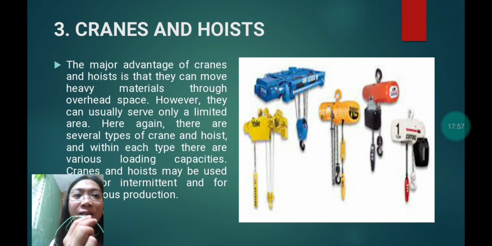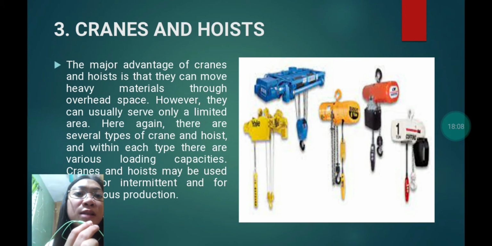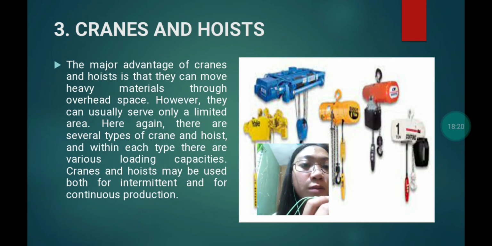Next, we have cranes and hoist. The major advantage of cranes and hoist is they can move heavy materials through overhead space. However, they can usually serve only a limited area. Here again, there are several types of crane, the hoist, and within each type, there are various loading capacities. Cranes and hoist may be used both intermittent and for continuous production.